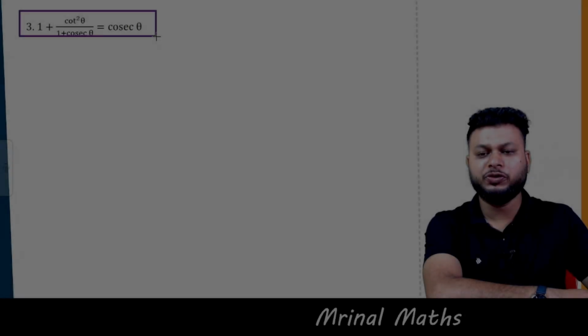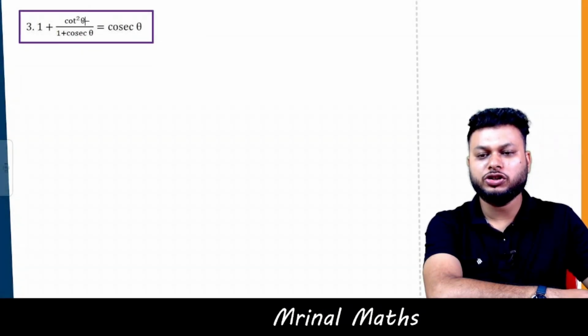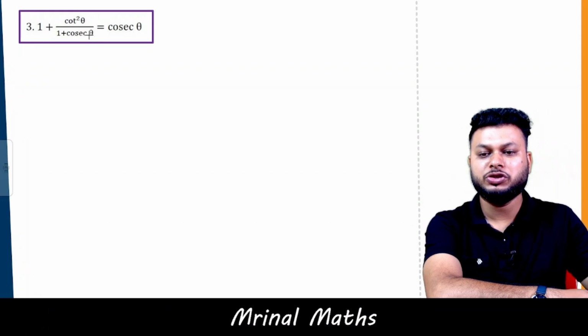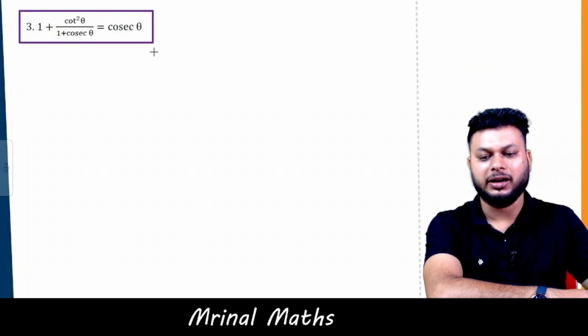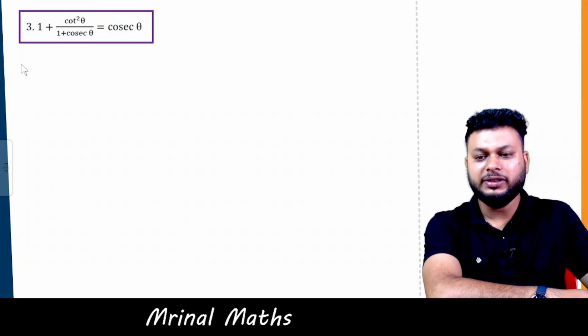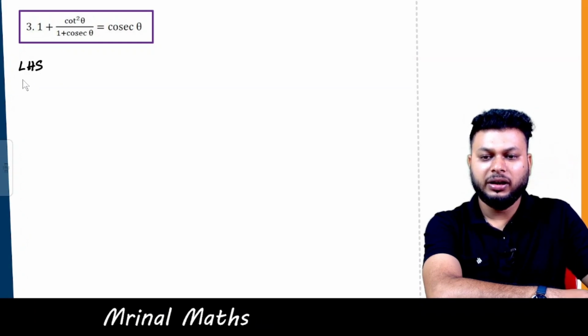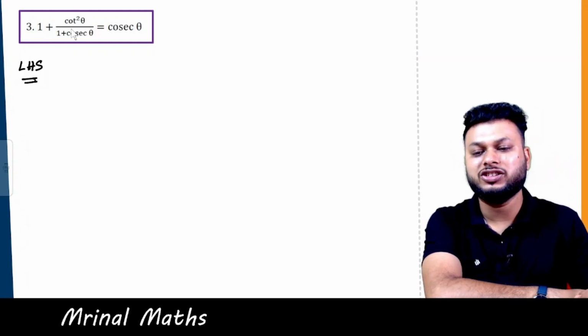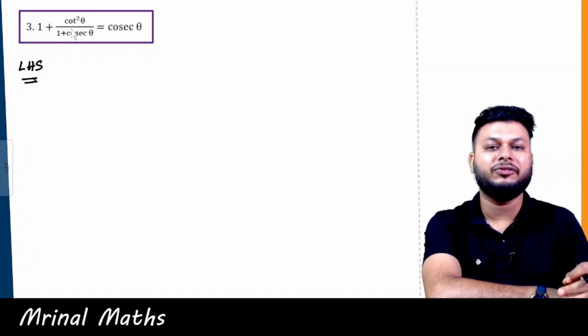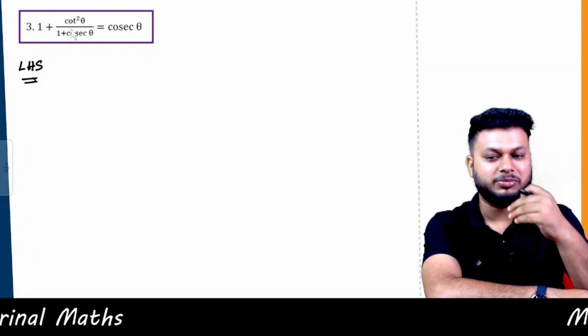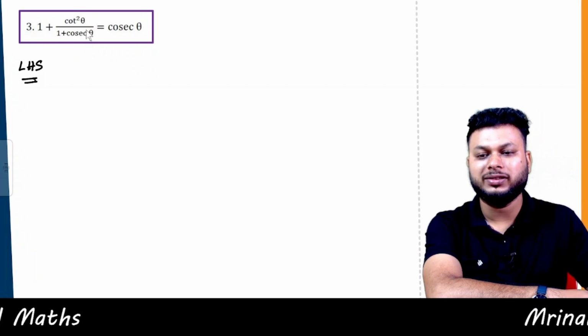Prove that (1 plus cot square theta) by (1 plus cosec theta) is equal to cosec theta. Now starting with the left hand side, here there is no chance of using the algebraic identities because you do not have a square over two simultaneous terms. So here we have cot square theta.